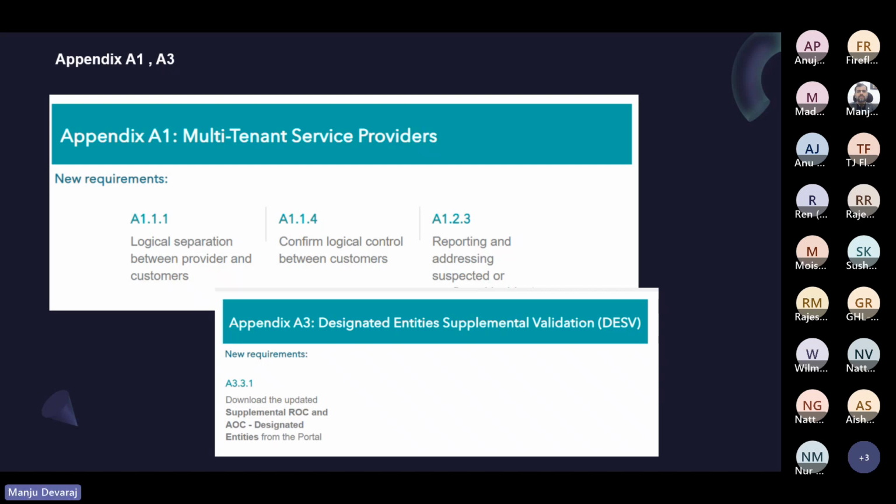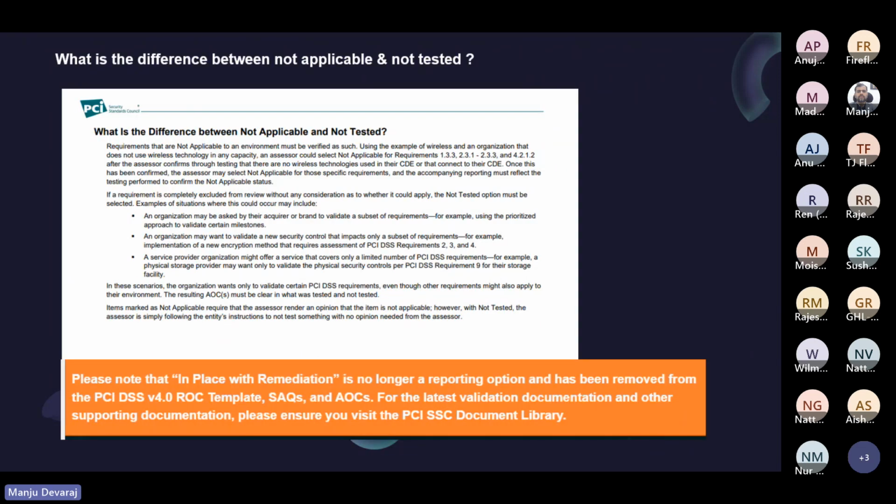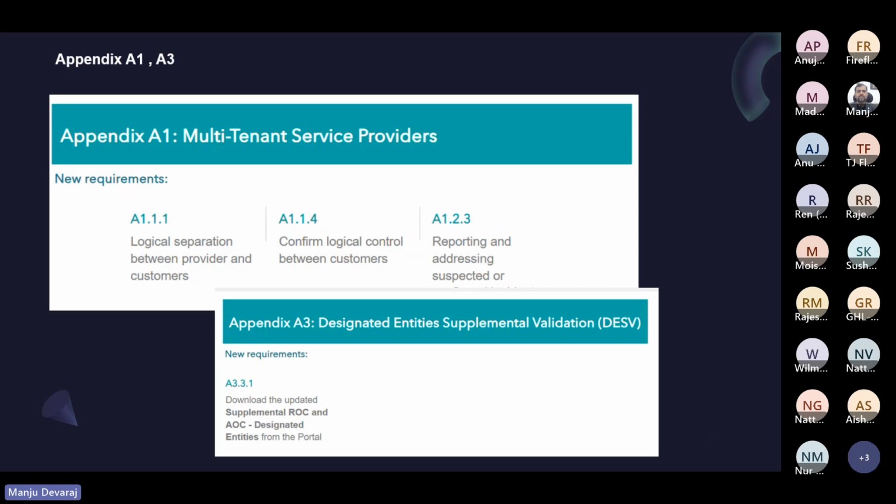Now, there are appendices, as I said, for multi-tenancy cases in service providers, a cloud or any other service provider or data center provider with multi-tenancy. There are new requirements under that: to prove logical separation between provider and customer, logical control between customers, and further reporting and addressing suspected compromises. Appendix A1 is about that. A1 and A3 are about DESV, designated entities supplemental validation. This was there even in 3.2.1.